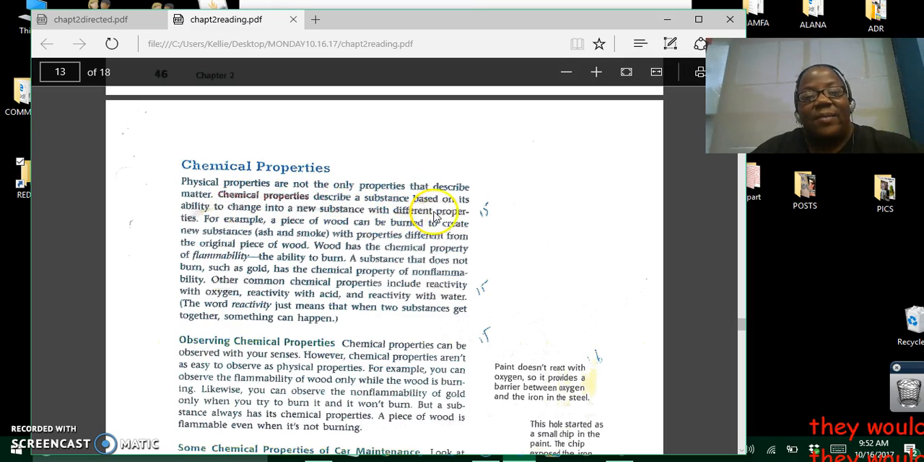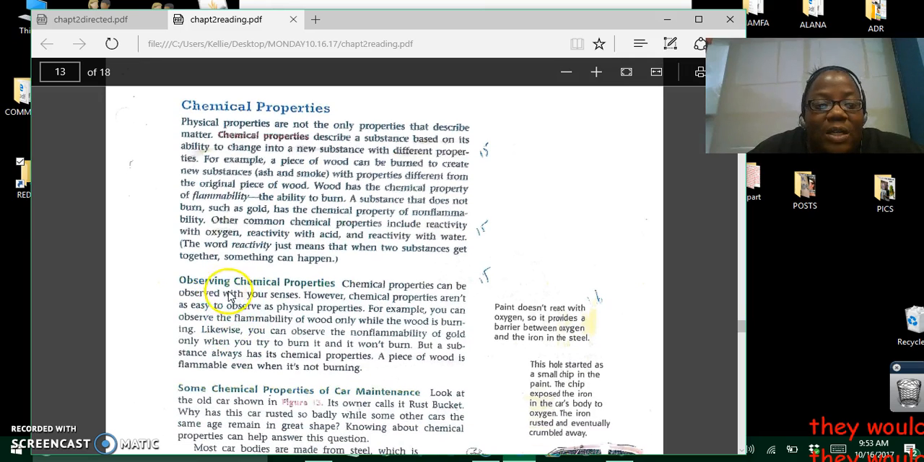Chemical properties describe a substance based on its ability to change into a new substance with different properties. Ding! We saw that one. For example, a piece of wood can be burned to create a new substance, ash and smoke, with properties different from the original piece of wood. Wood has the chemical property of flammability, the ability to burn. A substance that does not burn, such as gold, has a chemical property of non-flammability. Other common chemical properties include reactivity with oxygen, reactivity with acid, and reactivity with water. The word reactivity just means that when two substances get together, something's going to happen.